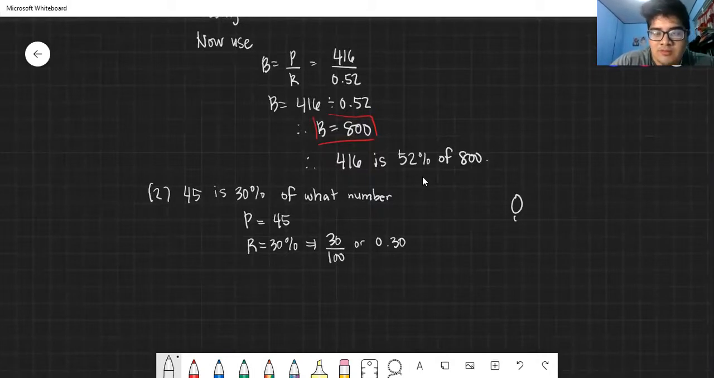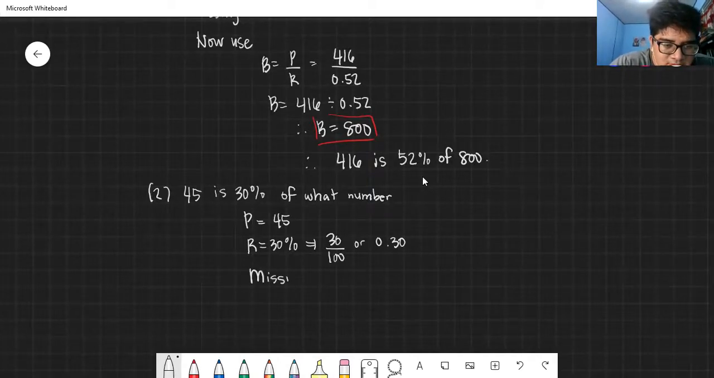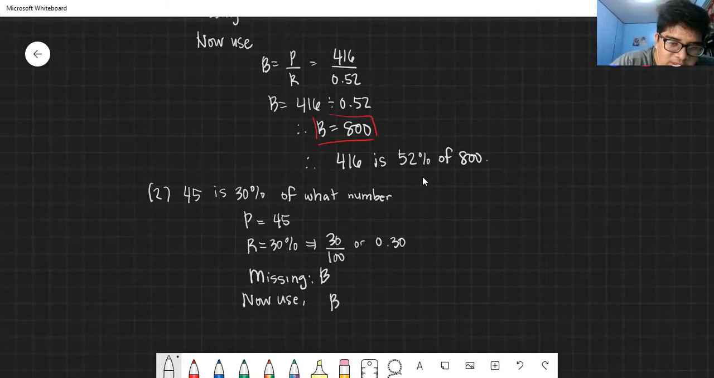This is the 30. This is the decimal point. 2 places to the left. So 0.30. That's basically all it is. Okay. So 0.30. Now, who is the missing? The missing is the base. Now use B is equal to P over R. Who is P? It is 45 all over R, which is 0.30.